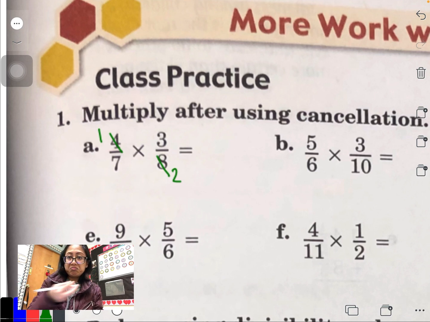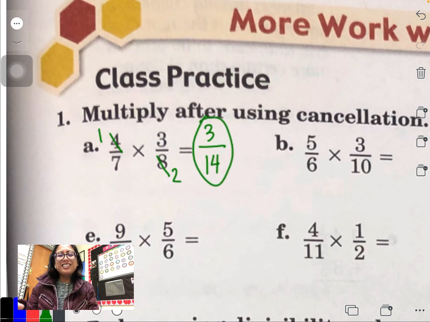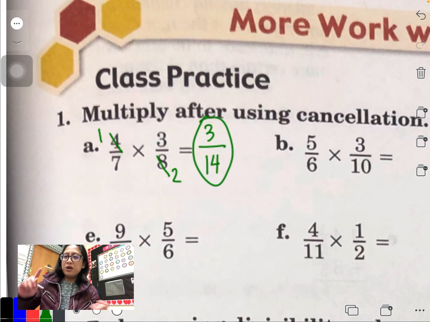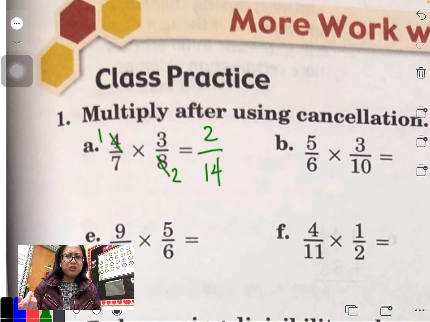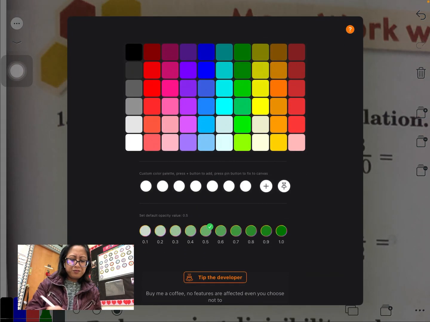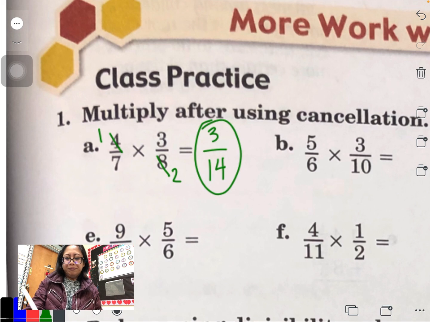So I can multiply across. 1 times 3 is 3. 7 times 2 is 14. Boom, I'm done. See how much easier it is when you know how to cancel and when you know the divisibility rules? You don't have to worry about reducing at the very end. Now, if you do find yourself having to reduce at the end, for example, if this was 2/14ths, then you have to reduce and you're probably wondering, wait a minute, what did I do wrong? Maybe I didn't cross cancel correctly. But here, it's just 3/14.